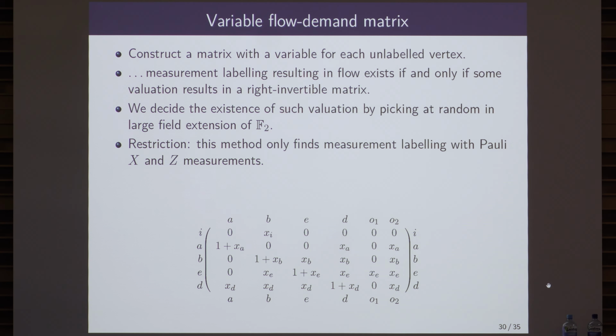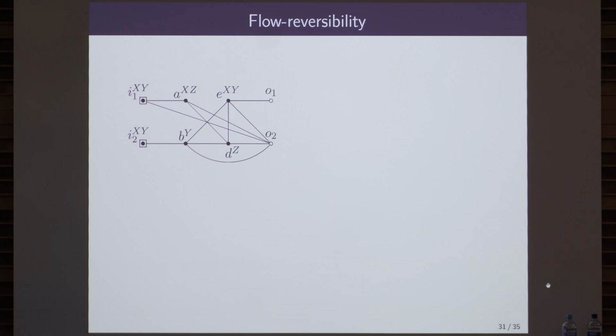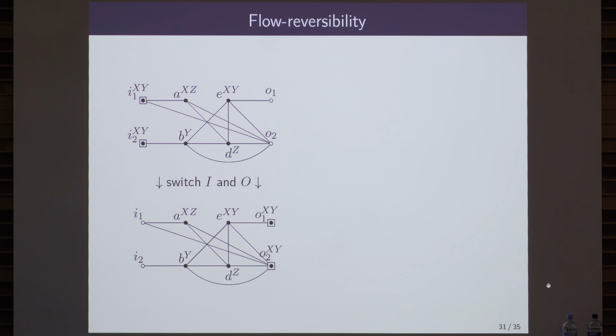But again, this method was maybe a bit boring in the sense that it only looks for poly X and Z measurements. Another thing that we were able to show is that we can always reverse the computation. So whenever we have a computation given as a labeled open graph that can be performed in a deterministic way, one can ask, can we flip the inputs and outputs? So can we just consider the same computation but in the other direction? Can we also do that computation in a deterministic way? And it turns out that yes, we can.